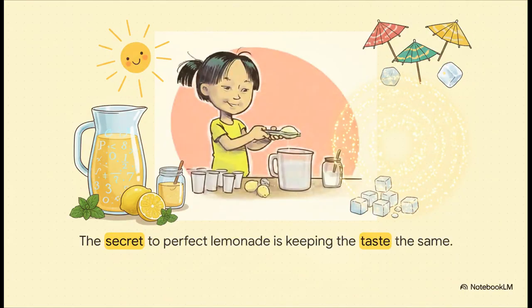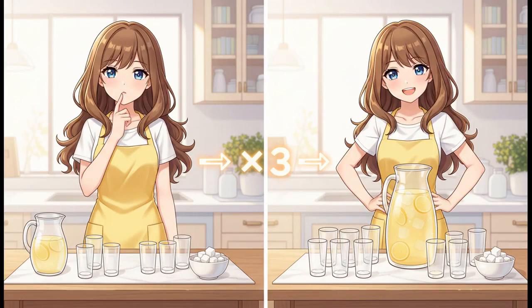Let's start in the kitchen. Just think about something as simple as making a perfect pitcher of lemonade. What's the secret? It's not just about having the right ingredients, it's about the balance between them. So if your recipe says you need 10 spoonfuls of sugar for every 6 glasses of lemonade, that is your golden ratio. Now what if people show up and you suddenly need to make 18 glasses? You can't just guess how much sugar to add. To keep that perfect taste, you have to maintain the proportion. You tripled the glasses, so you've got to triple the sugar.